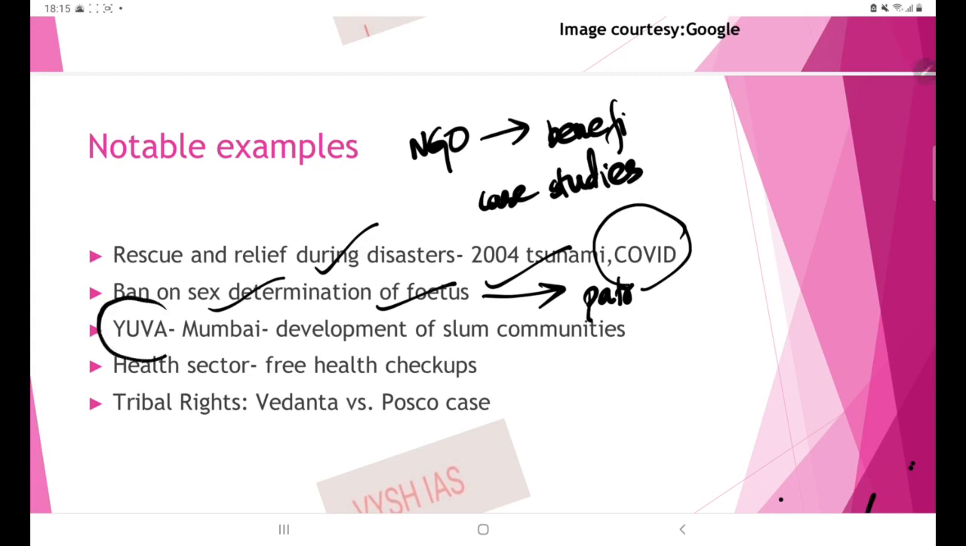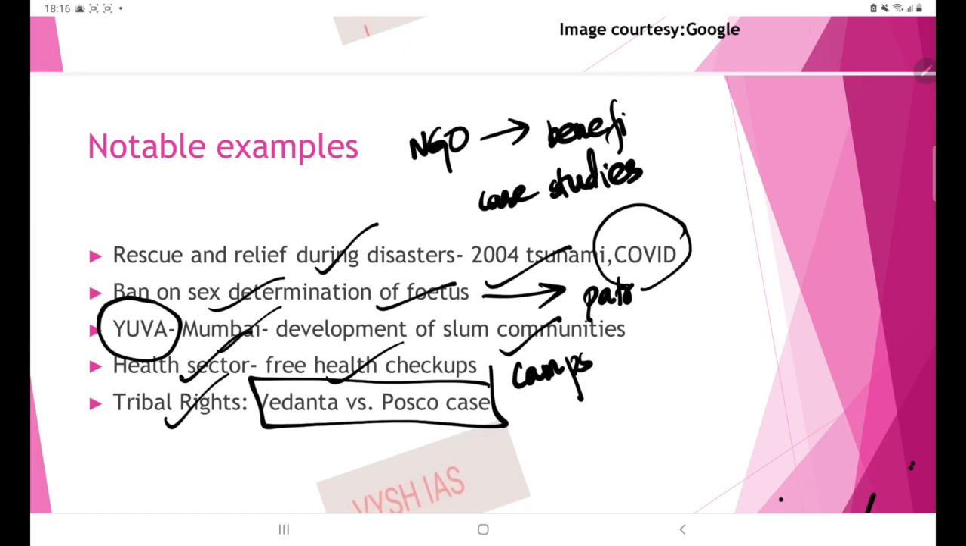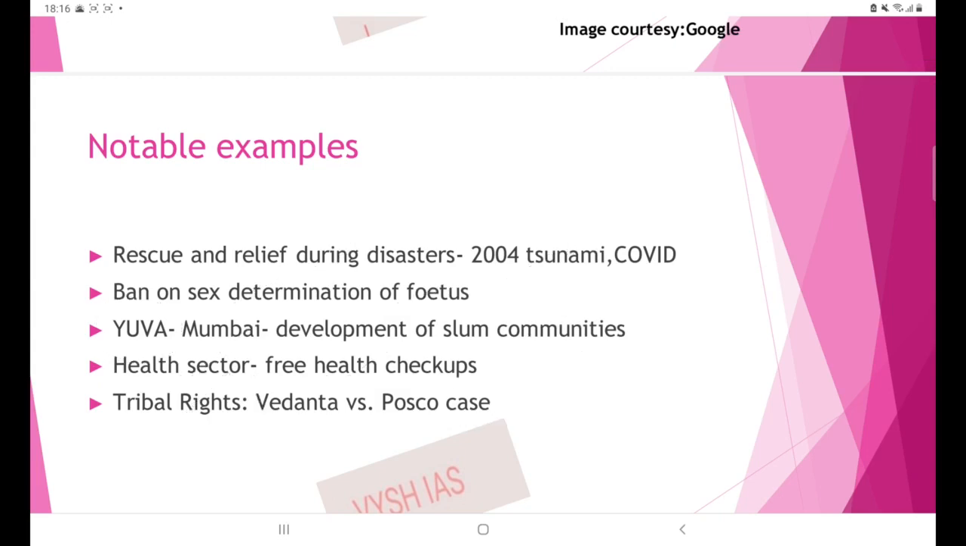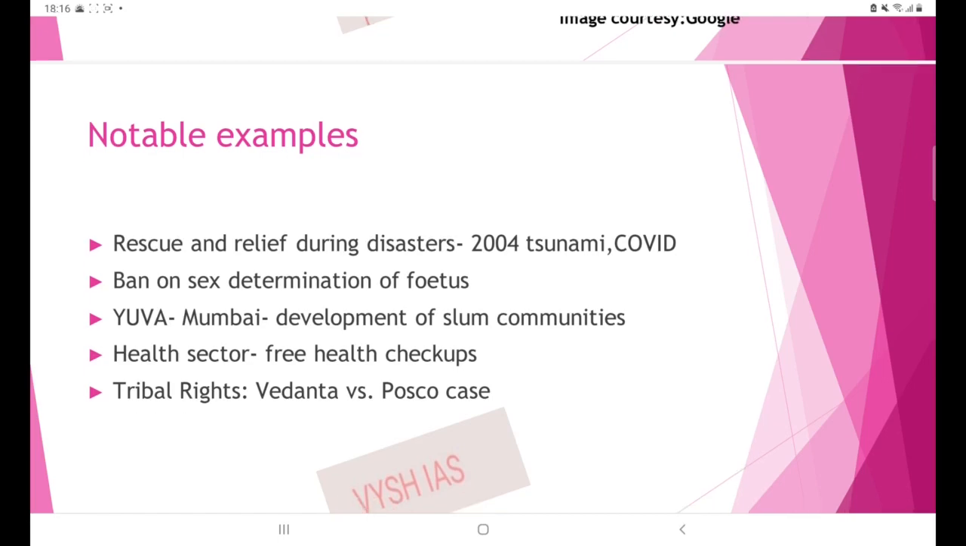Then there is an NGO called Yuva in Mumbai, and it has been involved very much in the improvement of slum communities, the slum development, to treat them in humane conditions. So to uplift them, the Yuva NGO has had a very important role. Then in the health sector, free health checkup camps are being conducted by NGOs in rural areas. Then with respect to tribal rights, you can quote case laws like the Vedanta versus POSCO case. Here in this case, the tribal rights were reiterated by the court. Okay, so this is also an action of NGOs. So like this, you can add examples to substantiate your answer.